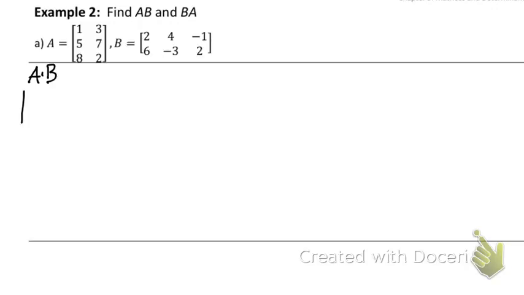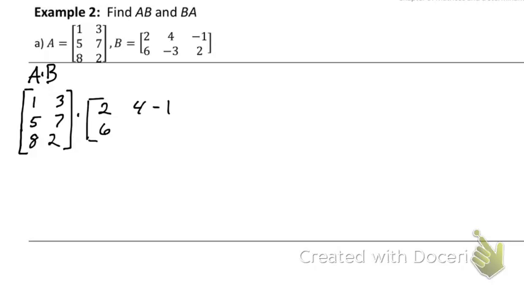So A times B is going to look something like this. My A is 1, 3, 5, 7, 8, 2. My B is going to be 2, 4, negative 1, 6, negative 3, 2. I should move that negative over just a little bit. It looks like it's subtracting.